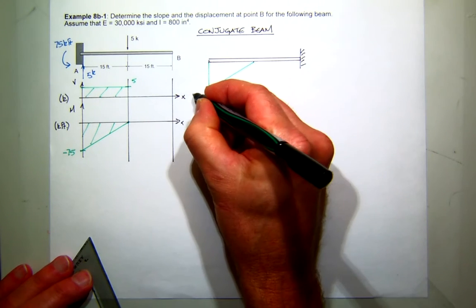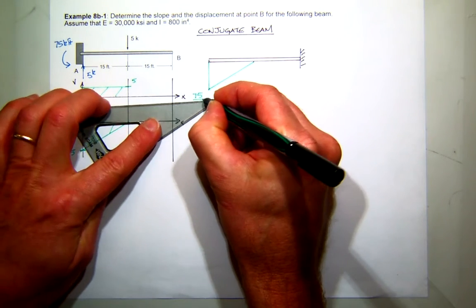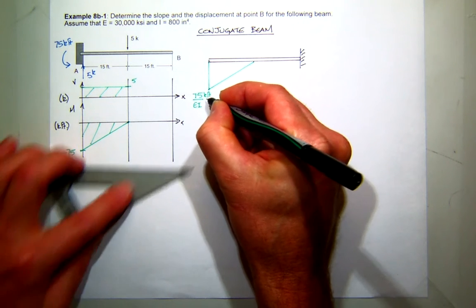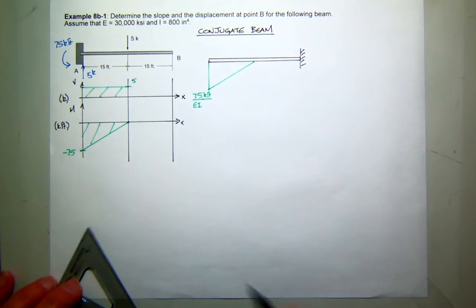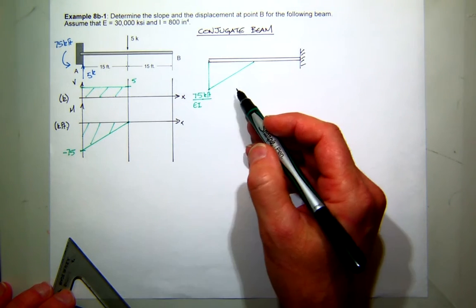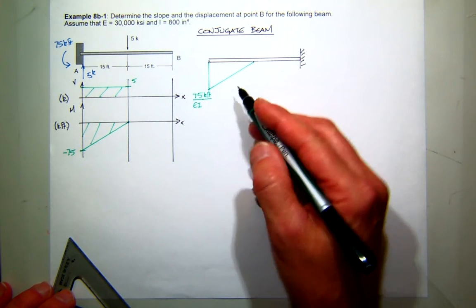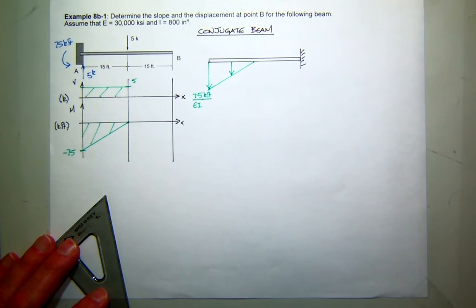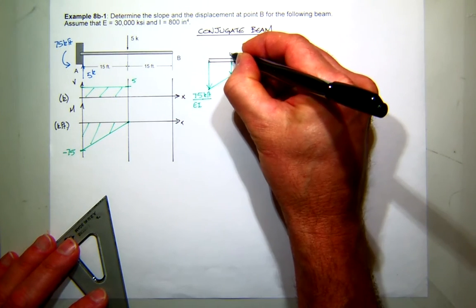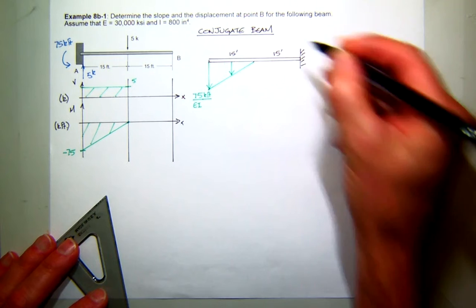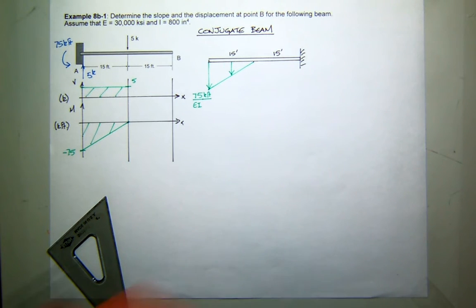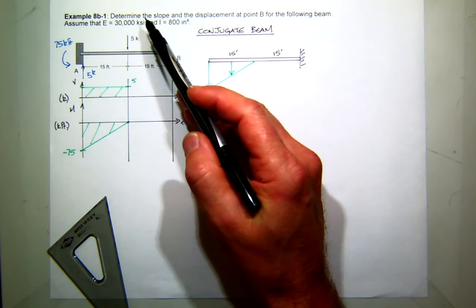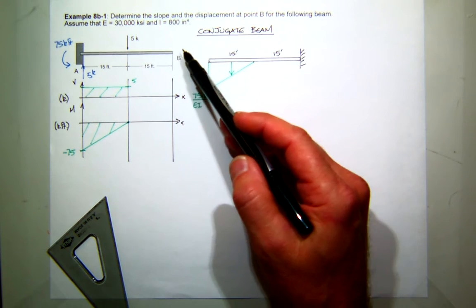It's going to have a value of 75 over EI. And remember, the units of the numerator are kip feet. So this is a negative moment. So what's negative load? Up or down? Down. And let's not forget that this is 15 feet and 15 feet. Okay, so there's my conjugate beam. It's got the proper load on it. Now the problem asks for the slope and displacement at B, and this is B.